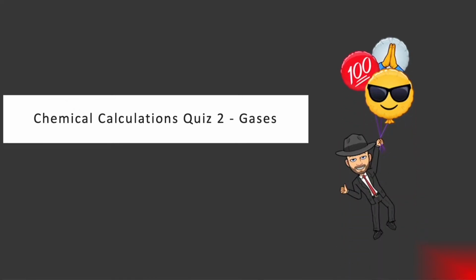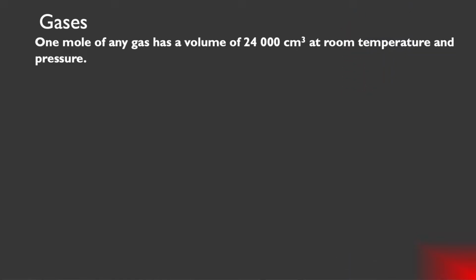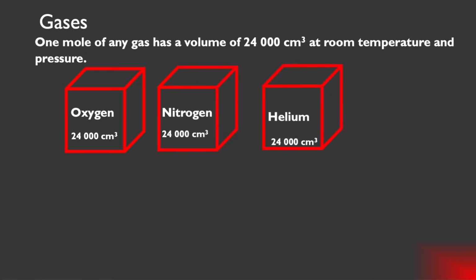Quiz number 2, we're going to look at some gases now. So, we know that 1 mole of any gas has a volume of 24 centimeters cubed at RTP. So, for example, I could take oxygen, 1 mole of oxygen, nitrogen or helium, they'd all have that volume. And we use this because we assume they're ideal gases.